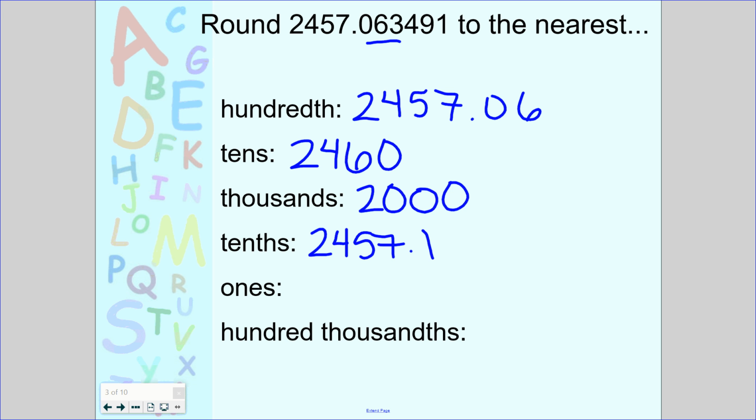7. The number after it is a 0. Do I round up or down? Down, which means my number is going to stay the same. 2, 4, 5, 7. And then again, everything after that is a 0. So you could say 0.0 if you want.